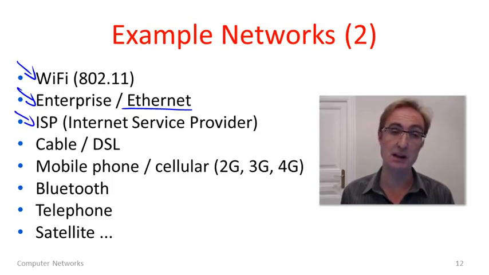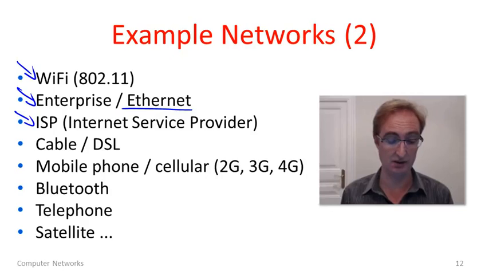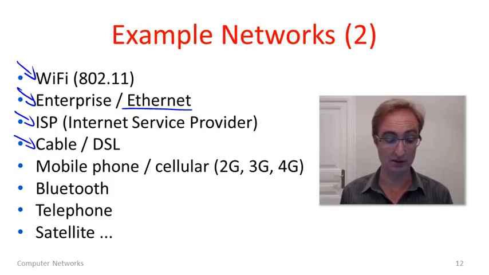There are also ISP networks. ISP is short for Internet Service Provider. That's the network to which your house connects to receive internet service. The ISP is providing that service to you. You might also have heard of cable or DSL networks. This is the particular technology which is often used to connect to your ISP. There's of course the mobile phone network. This might be called the cellular network to you. We might talk about 2G, 3G or 4G cellular networks, just different flavors of cellular networks.